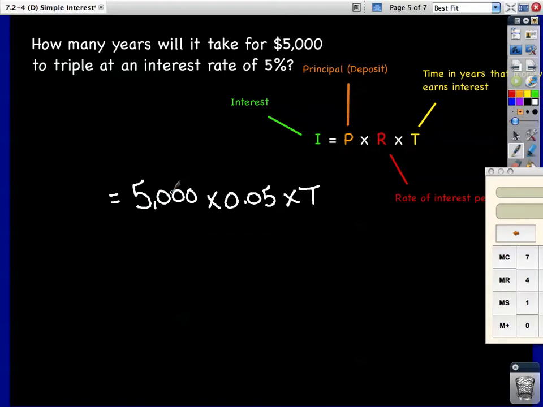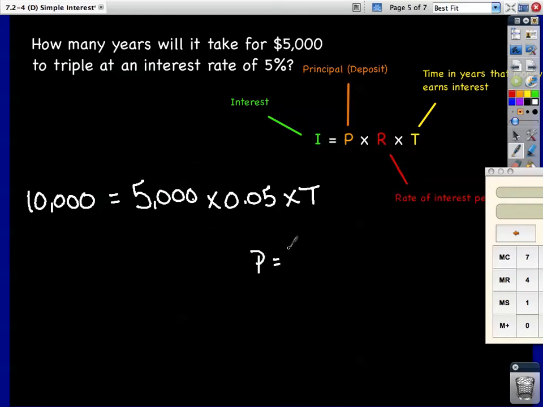Well, I have to think, okay, triple means basically times 3. So what's 3 times 5,000? Oh, that's $15,000. But if we read the question really carefully here, it says how many years will it take for 5,000 to triple at an interest rate of 5%? So if we were to triple 5,000, that means the total amount of money we'd have is 15,000. So that means our interest earned would need to be 10,000, because 10,000 plus the initial deposit is a total of 15,000. Let me see if I can make this a little more clear.